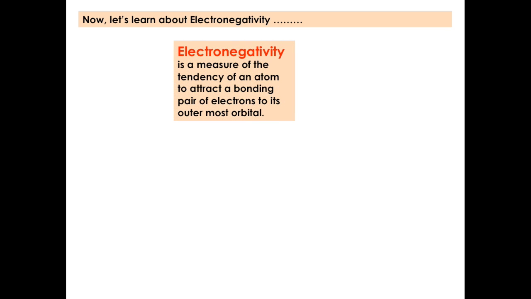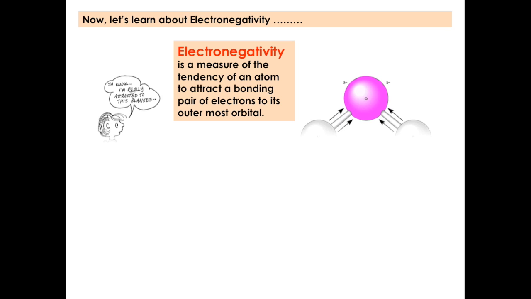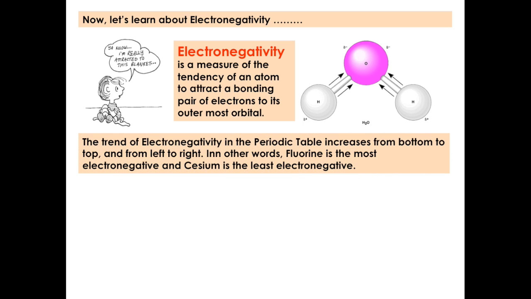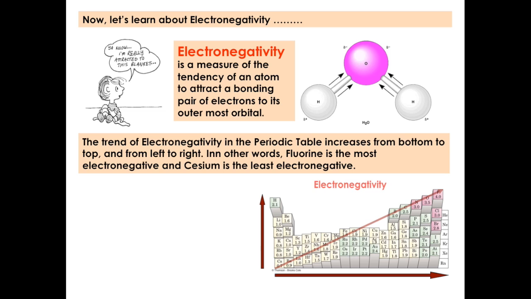Now let's learn about electronegativity. Electronegativity is a measure of the tendency of an atom to attract a bonding pair of electrons to its outermost orbital. The trend of electronegativity in the periodic table increases from bottom to top and from left to right. In other words, fluorine is the most electronegative and cesium is the least electronegative.